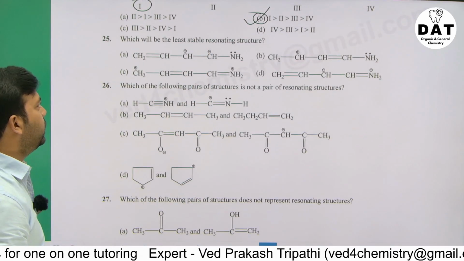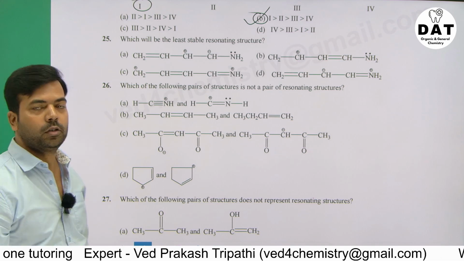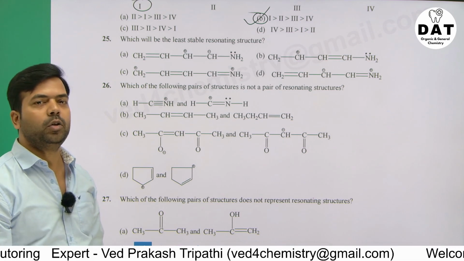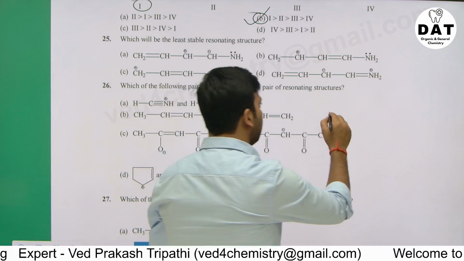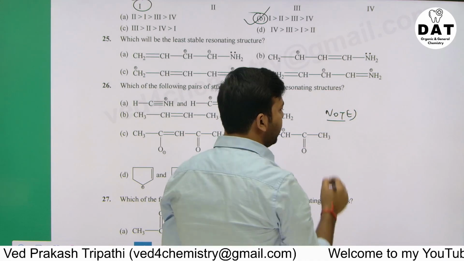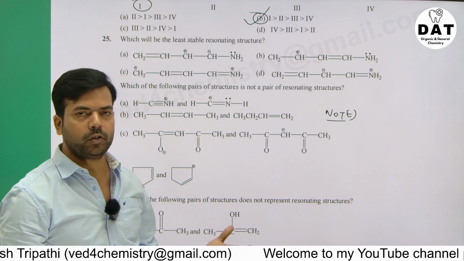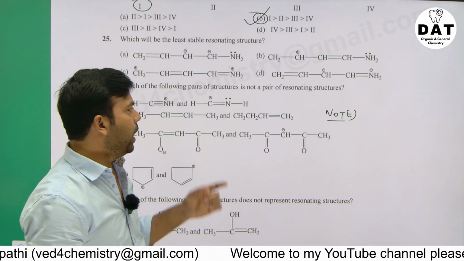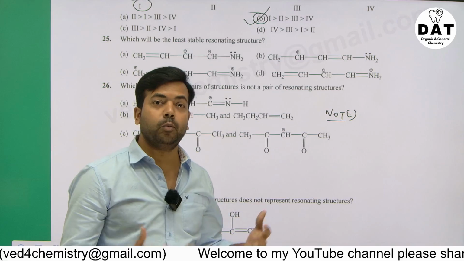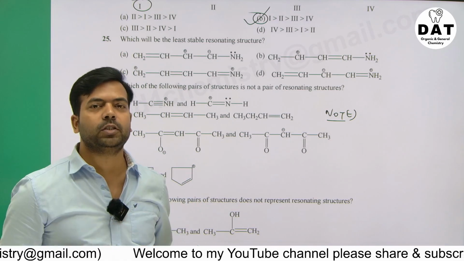Which will be the least stable resonance structure? Least stable it is talking about. I discussed the stability rules, but here write down a note point. I said that opposite charges closer are more stable in the very last rule of resonance structure comparison, but there is an extra thing: same charges in the neighboring position are unstable.